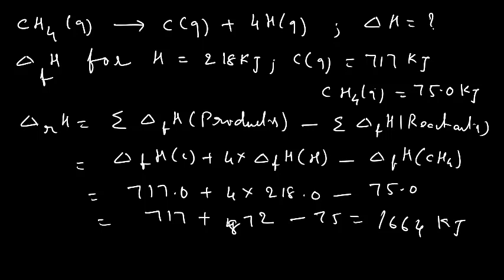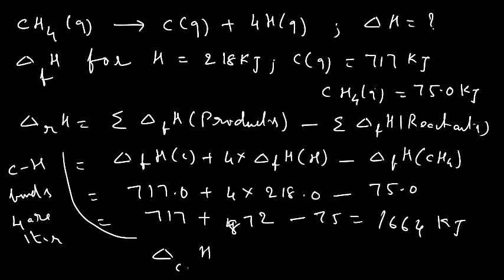So this is for 4 bonds. How many bonds here? C dash H bonds, 4 are there in methane. Therefore, delta H for the CH bond equal to 1664 by 4. This is 416 kilojoule per mole.